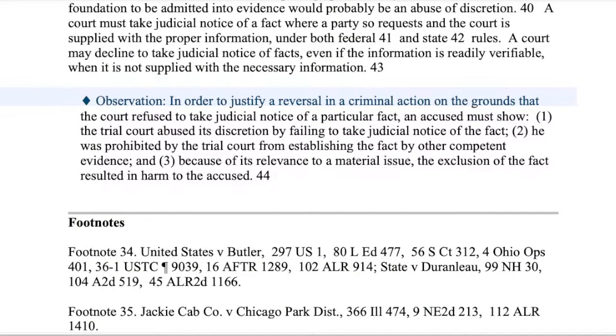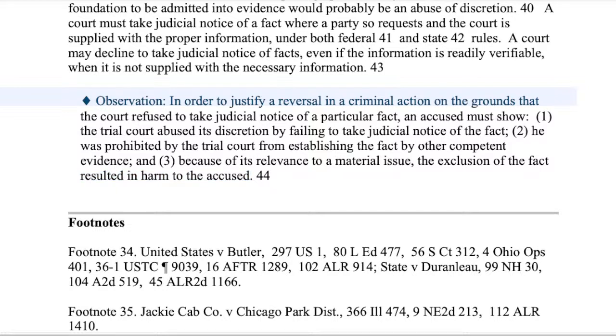One of the nice little features here with American jurisprudence, to give more clarity to the subject. In order to justify a reversal in a criminal action on the grounds the court refused to take judicial notice of a particular fact, an accused must show, all right, here's our checklist: 1, the trial court abused its discretion. Here we are with discretion as our topic here, by failing to take judicial notice of the fact. 2, he was prohibited by the trial court from establishing the fact by other competent evidence. Okay, so must show all of these. And 3, because of its relevance to a material issue, the exclusion of the fact resulted in harm to the accused.